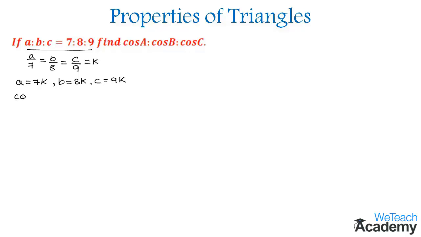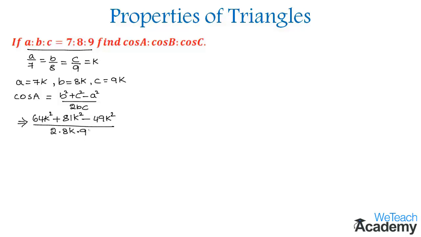First let us begin with cos A. We can find the value of cos A using the cosine rule, which is (b² + c² - a²) divided by 2bc. Now let us substitute the values: b is 8k, so (8k)² is 64k², plus c², which is (9k)², that is 81k², minus a², which is 49k², divided by 2 into b, which is 8k, into c, which is 9k.